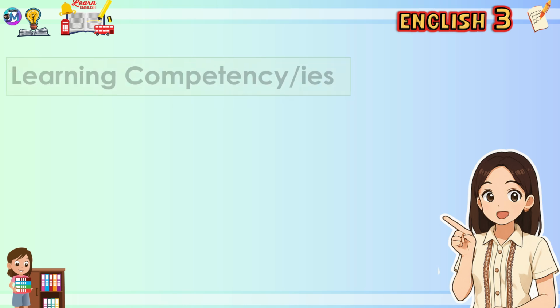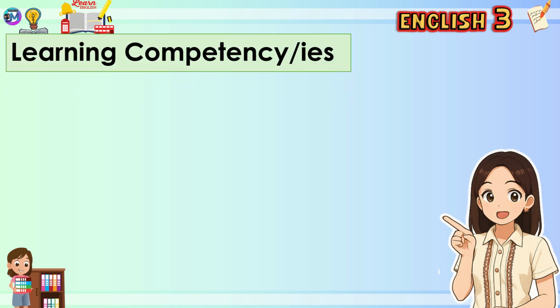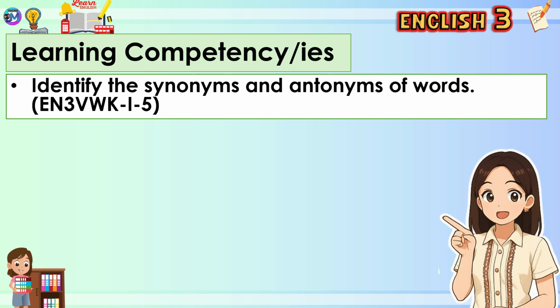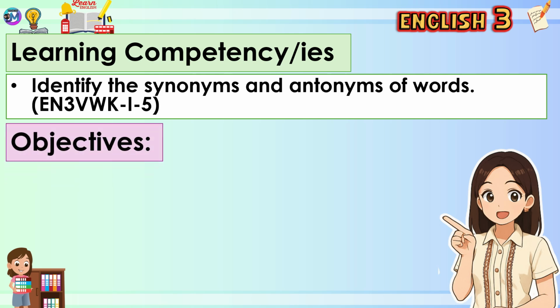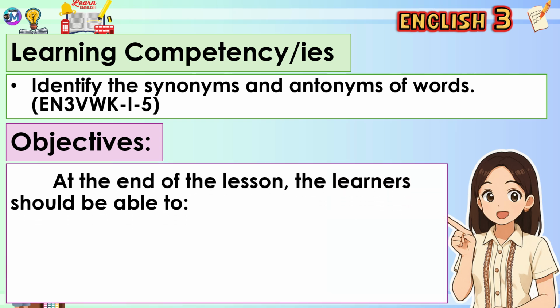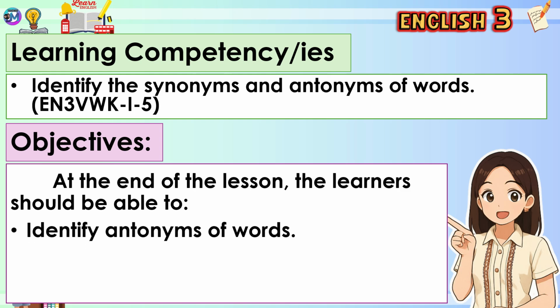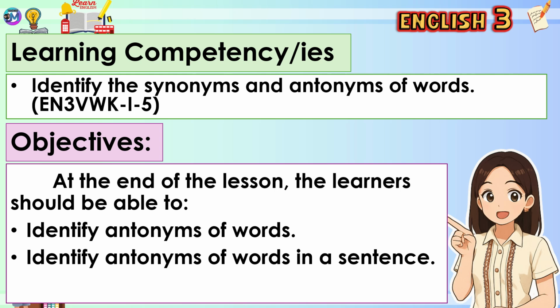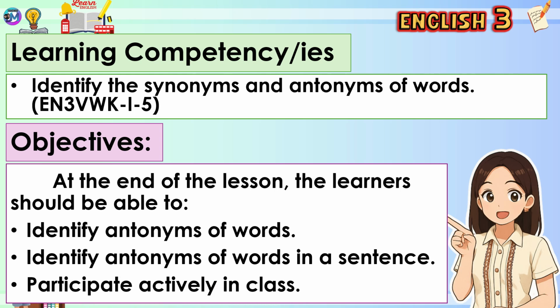First, let's find out the learning competency for this topic. Identify the synonyms and antonyms of words. Here are our objectives. At the end of the lesson, the learners should be able to identify antonyms of words, identify antonyms of words in a sentence, and participate actively in class.